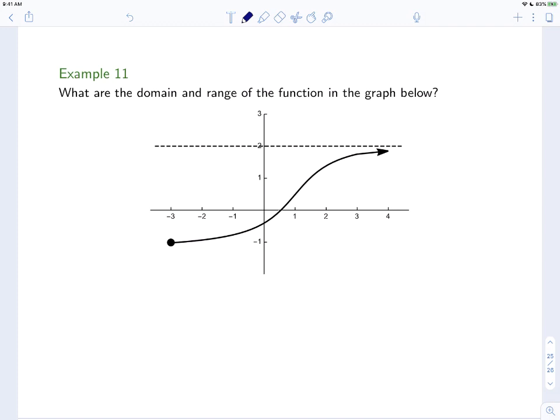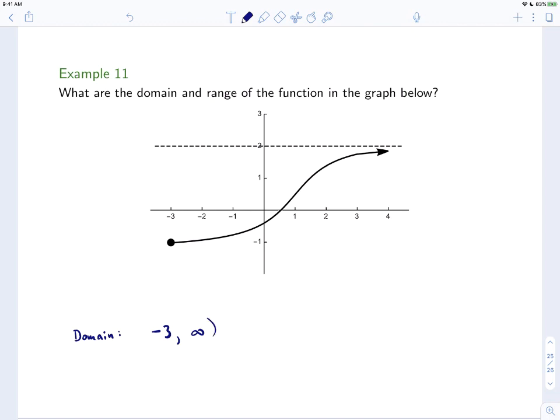So let's look at the domain first. Well, the smallest value in the domain, the smallest x value, is -3. The smallest x value is how far to the left you can go, and that's here. That's as far left as we can go. But for the right, we can keep going forever. That's what this arrowhead is telling us. It tells us that we're going to keep going right forever. So it's going to go from -3 to infinity.